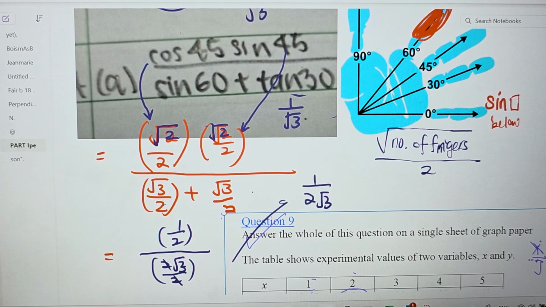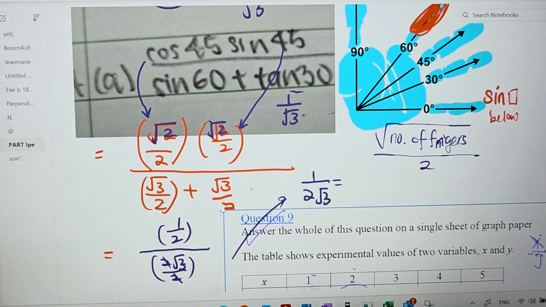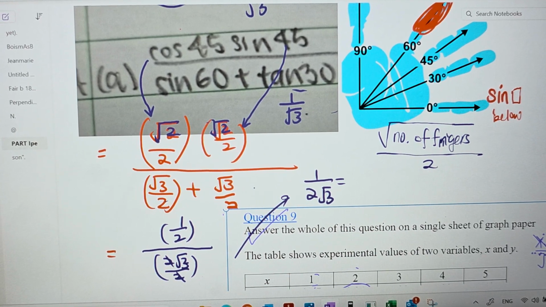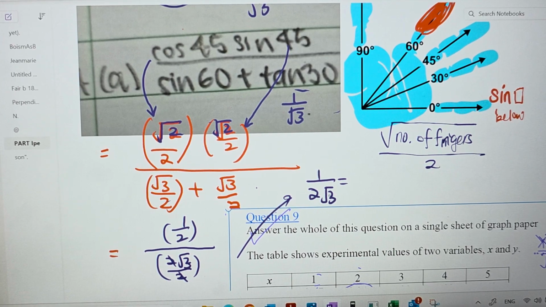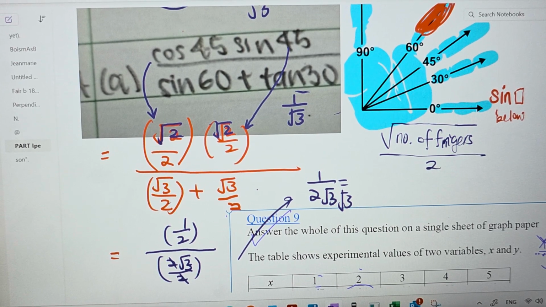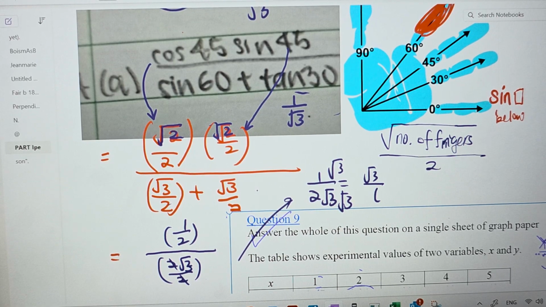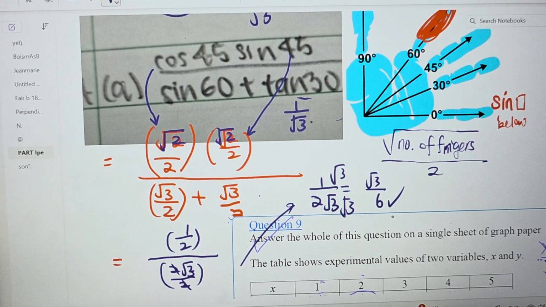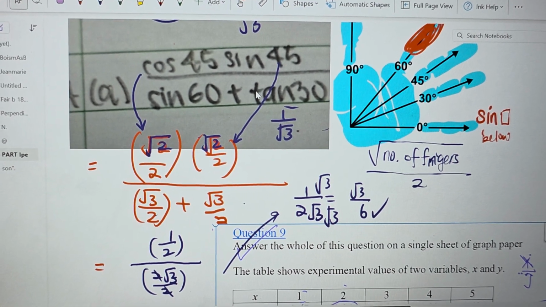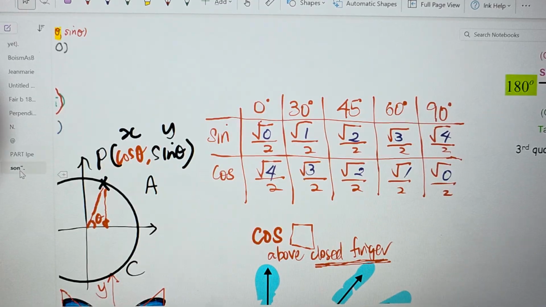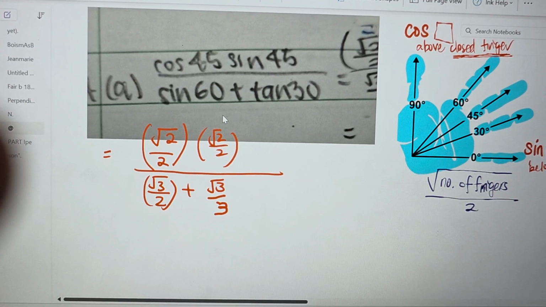Okay, but don't leave it like that because we need to rationalize. Now, when you rationalize, you only need to rationalize this square root 3 because there's no plus or minus anything. So you just need to multiply square root 3 to both numerator and denominator and you will get this. Yeah, so that's all.